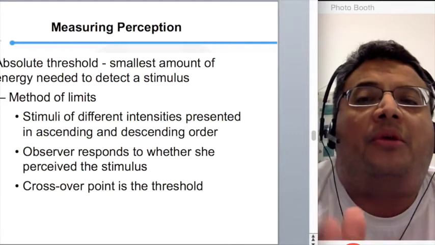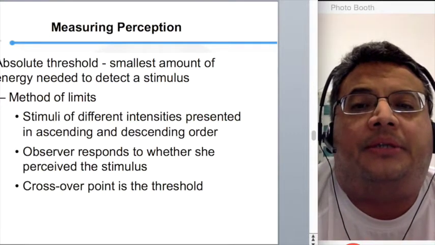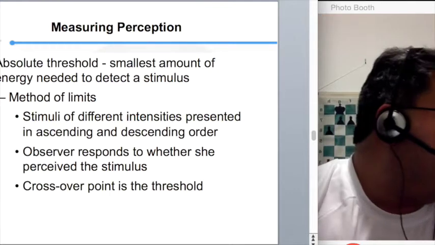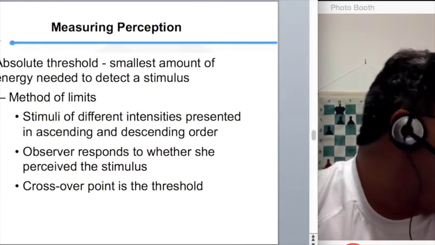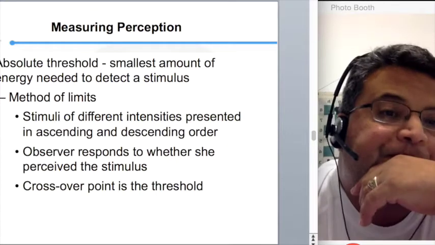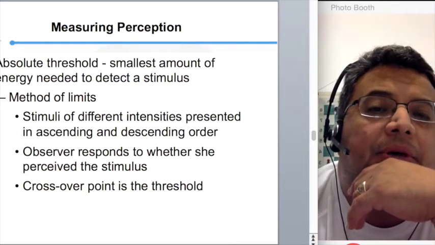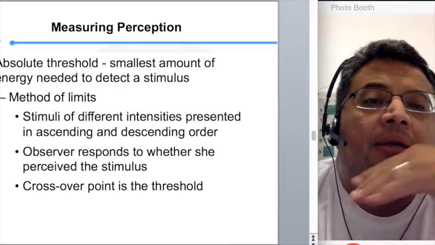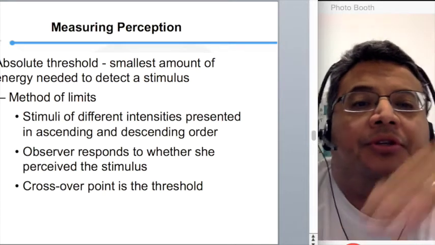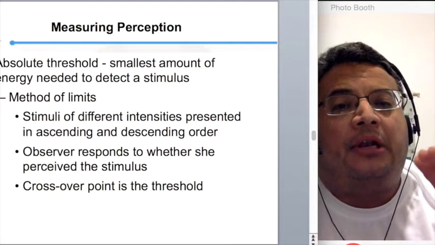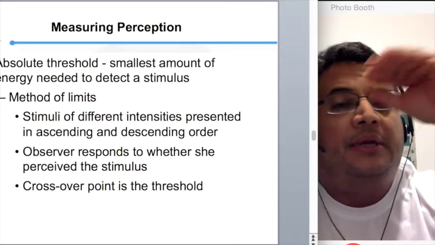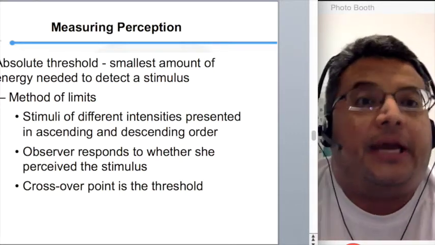One of the ways it's done is the method of limits, and that's described in a picture in your book, Figure 115 on page 13. Basically, what you do is you go up in different intensities in order. So you start with the softest and you go a little louder, little louder, until the person says, "Yeah, I hear it."